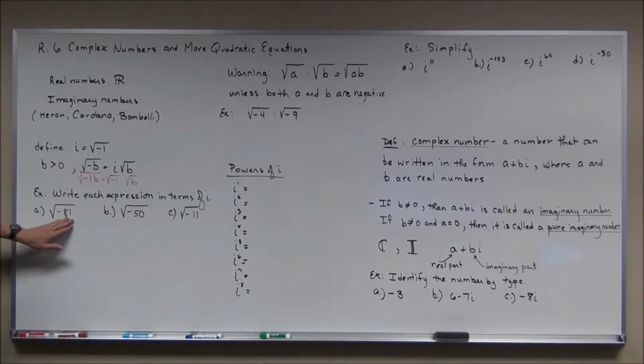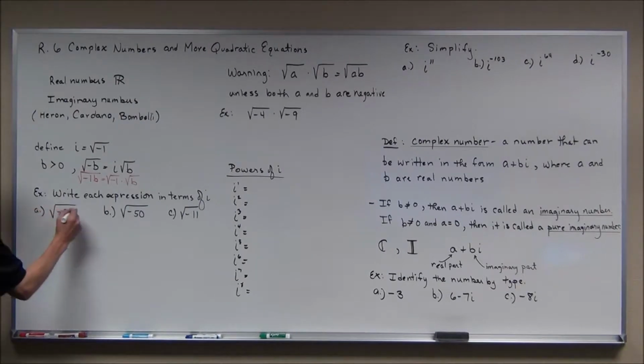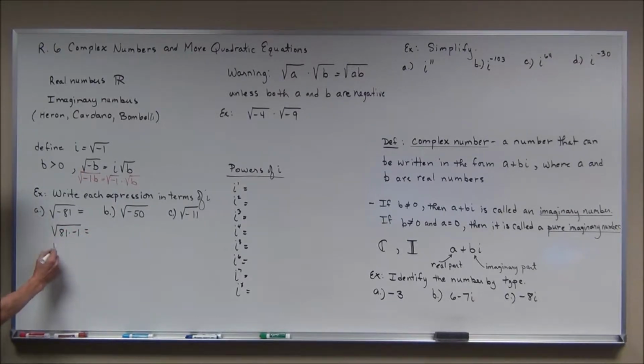Now this is a fairly straightforward one, because we know the square root of 81 is 9, the square root of -1. I'm going to do this one more time here. I'm going to write this as the square root of 81 times -1, which is the square root of 81 times the square root of -1, which is 9i. The square root of 81 is 9, and the square root of -1 we defined as i.